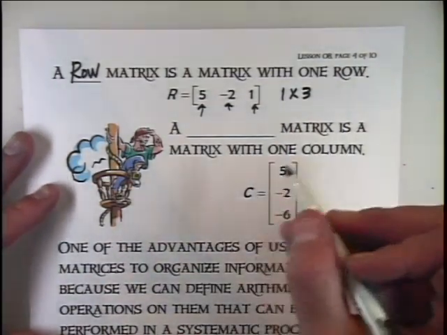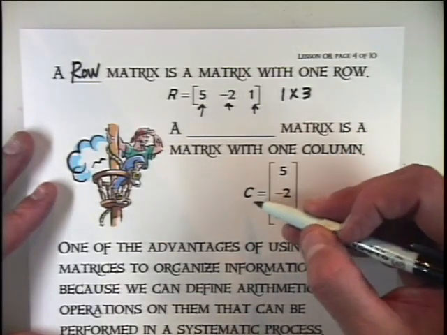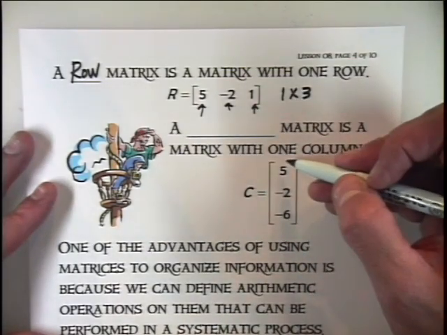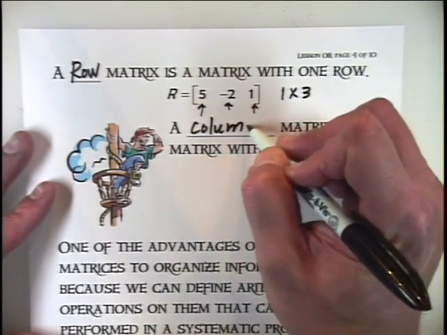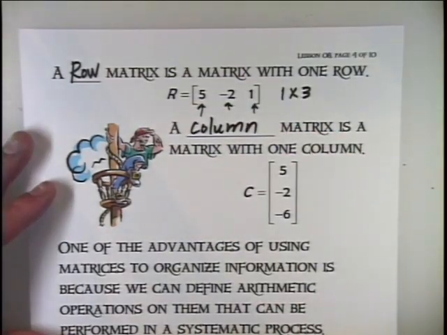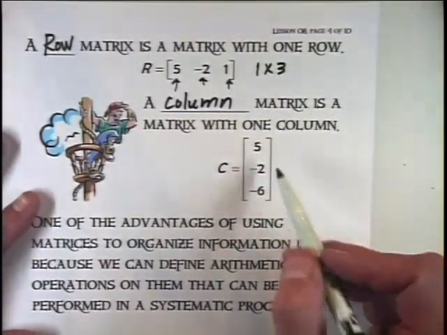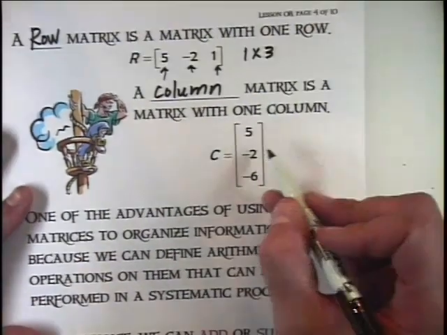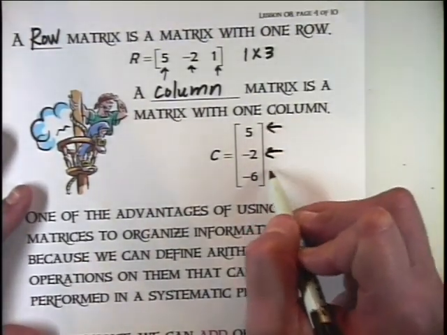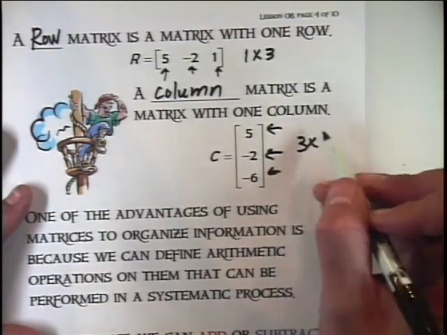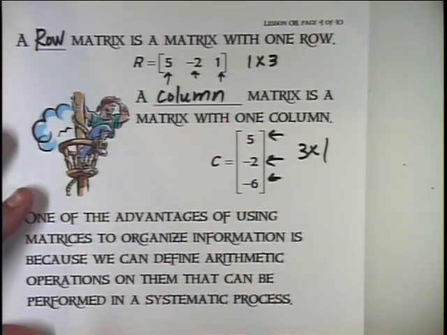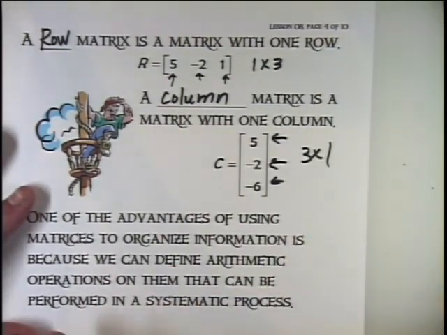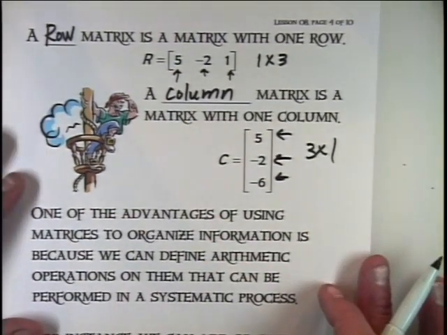On the other hand, in this one, we'll call it matrix capital C, we have only 1 column. Well, that's going to have a special name called, you guessed it, a column matrix. A column matrix has 1 column and as many rows as we want. So this would have a dimension of 3 rows by 1 column. So that's a 3 by 1. We could have a 4 by 1, a 5 by 1, or whatever. As long as the number of columns is 1, we still have our column matrix.